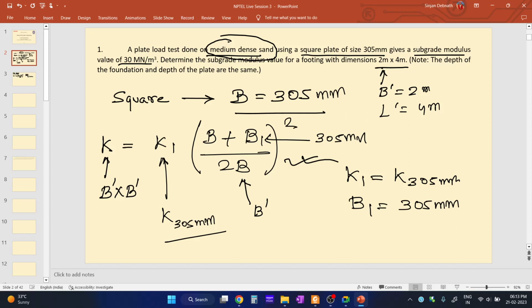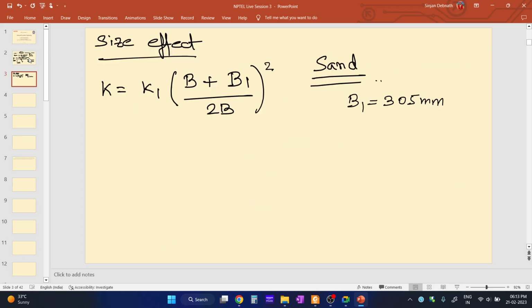Now, using the test plate, the subgrade modulus that we got is 30 meganewton per meter cube. So let us write that down. Subgrade modulus using the square plate: if B1 is equal to 305 millimeter, that means corresponding to the square plate, we are getting subgrade modulus equal to 30 meganewton per meter cube. So K1 is 30 meganewton per meter cube.